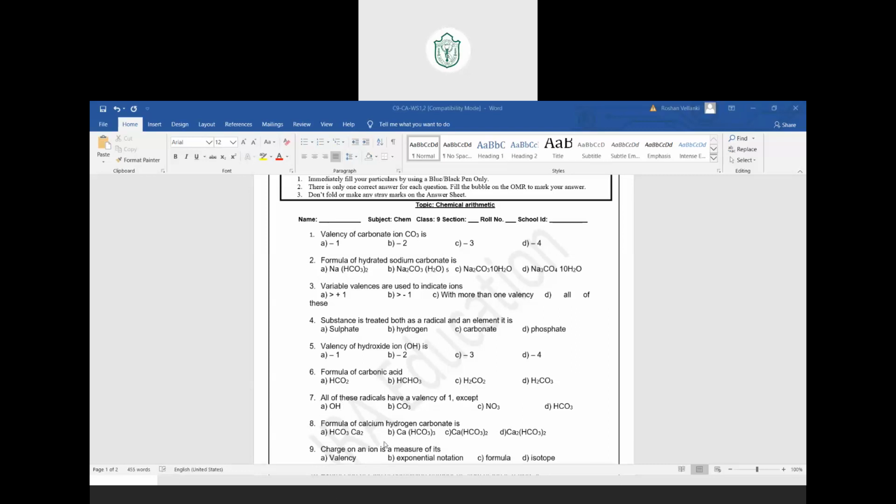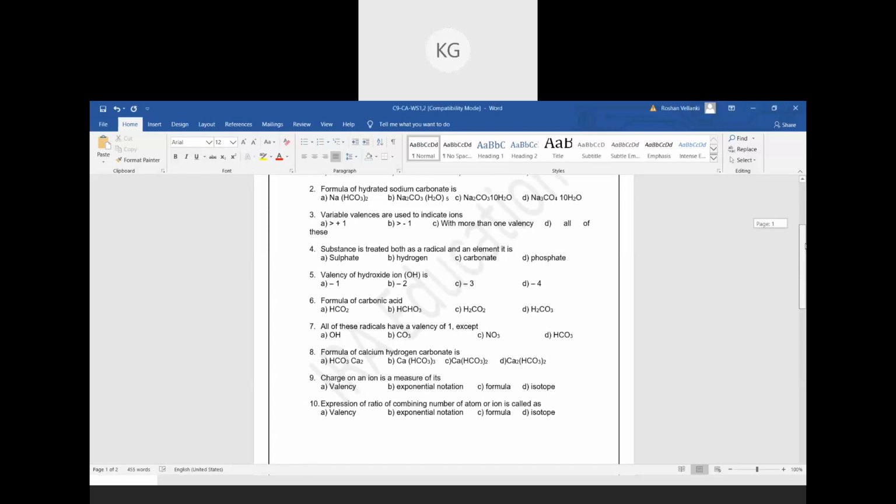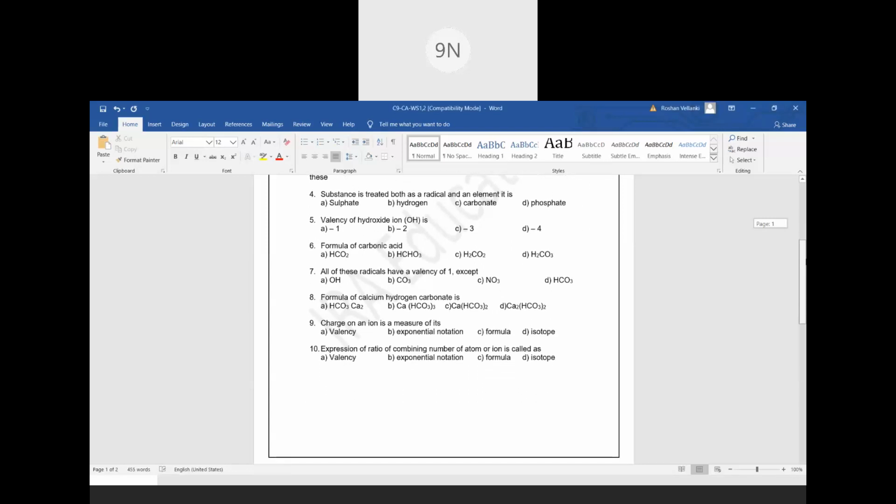Formula of calcium hydrogen carbonate. Option CaHCO3 taken twice. Very good. Correct answer. Next, ninth question. The charge on an ion is a measure of its valency. Very good. Correct.